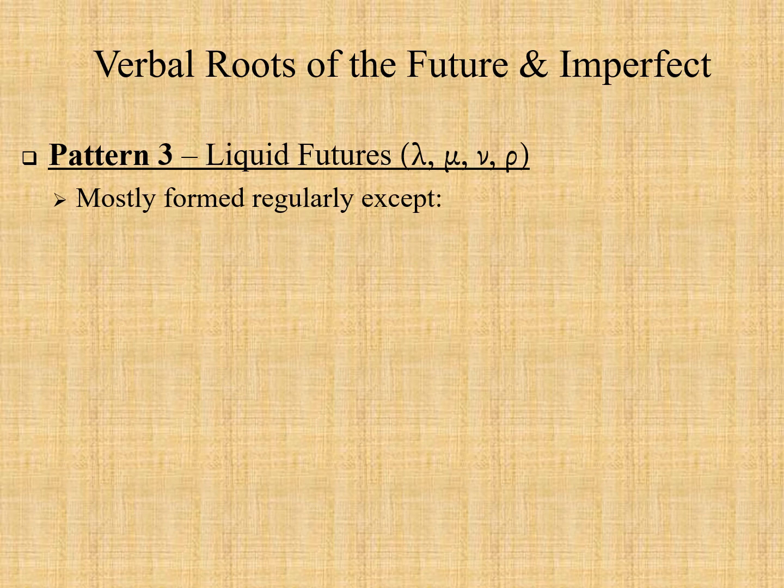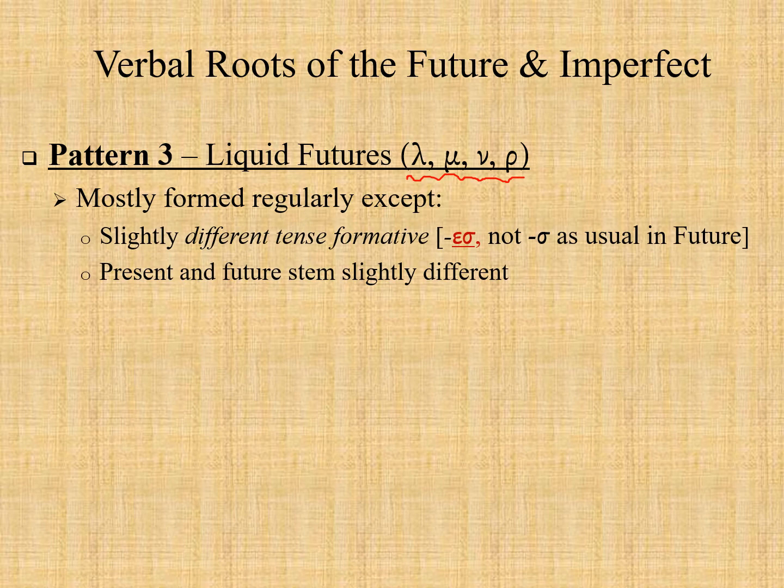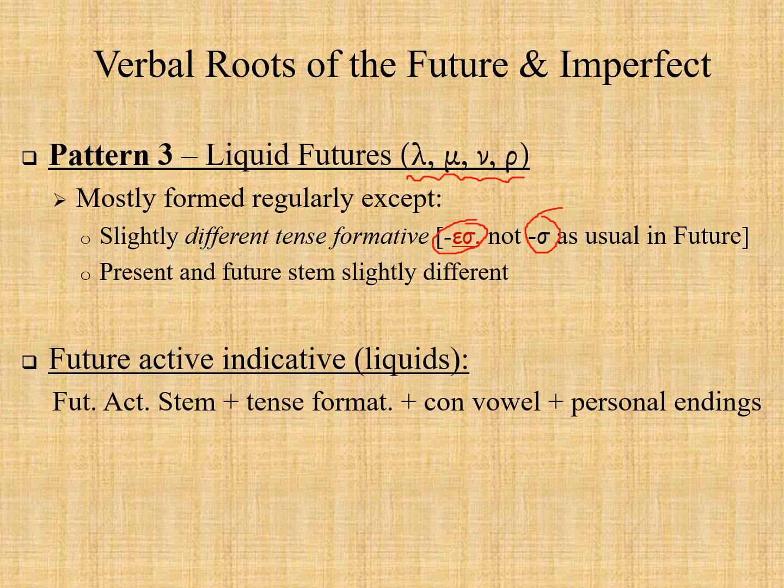So pattern 3 includes the liquid futures. Notice the consonants that precede the tense formative and the personal ending. So they're mostly formed regularly except in certain cases. Specifically, a slightly different tense formative is epsilon sigma rather than sigma as usual in the future. So present and future stem are slightly different. So here is the future active indicative in what are known as the liquid verbs, so the verbs that end in this consonant.